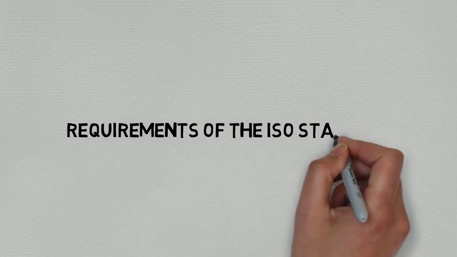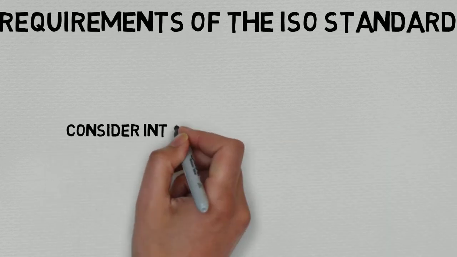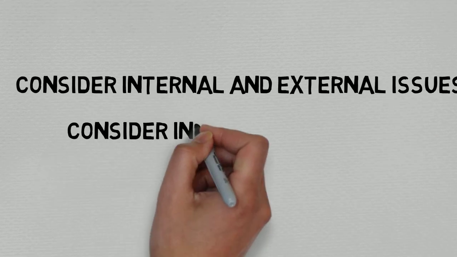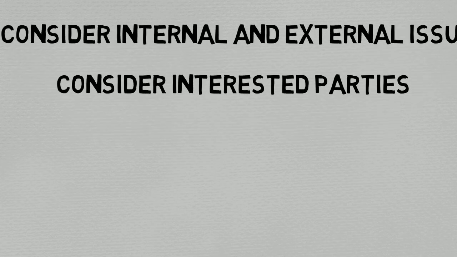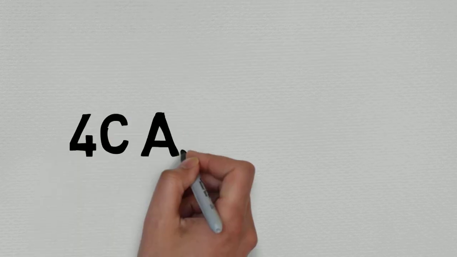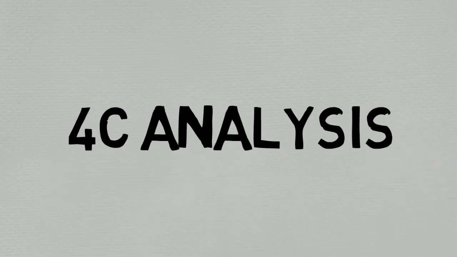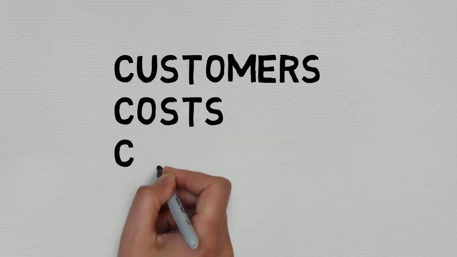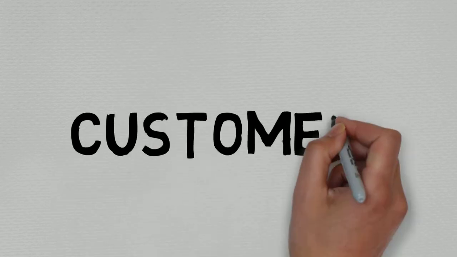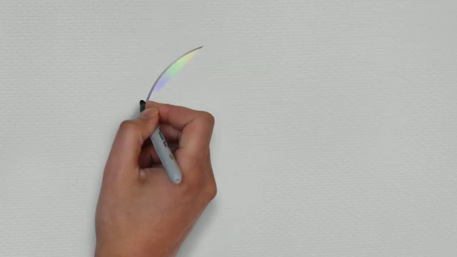Here are the requirements of the ISO standard. You have to consider internal and external issues. You have to consider interested parties. You have to write it down somewhere. And you have to review it occasionally. A good way to do this is do a 4C analysis where we're worried about the customers, cost, capabilities, and competition.